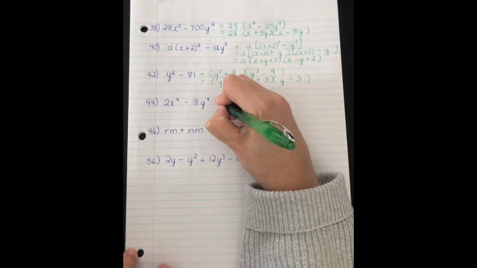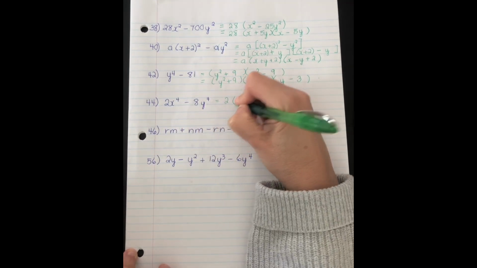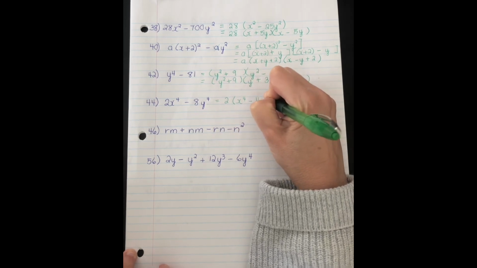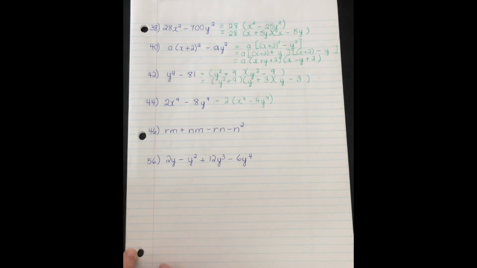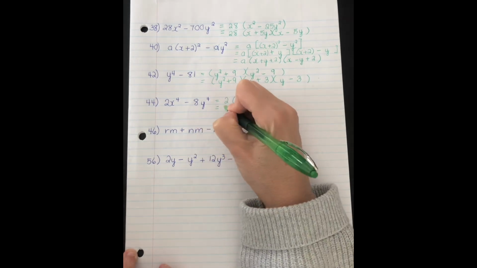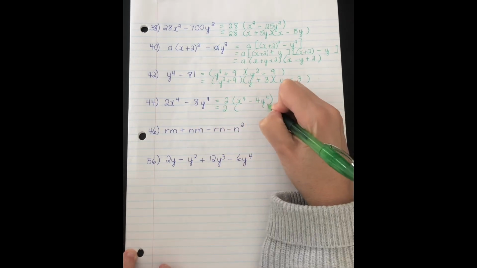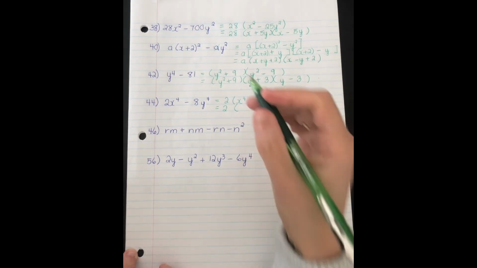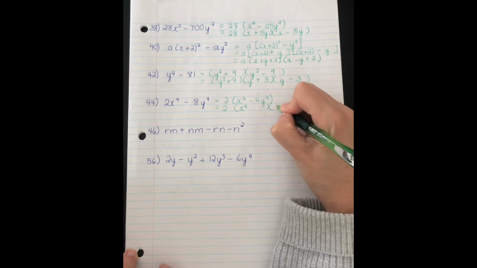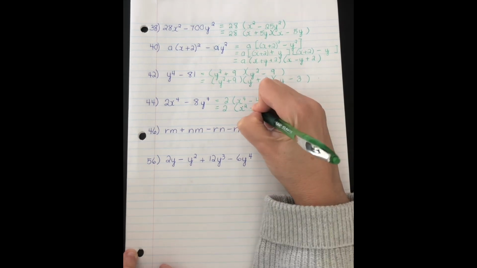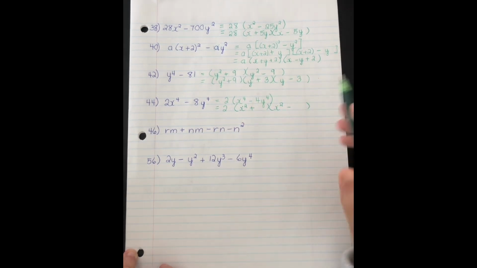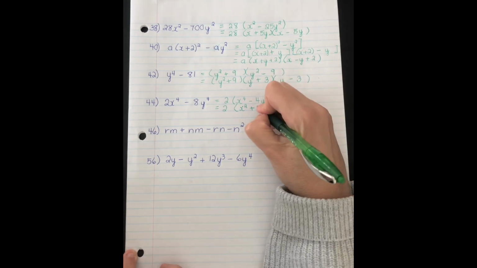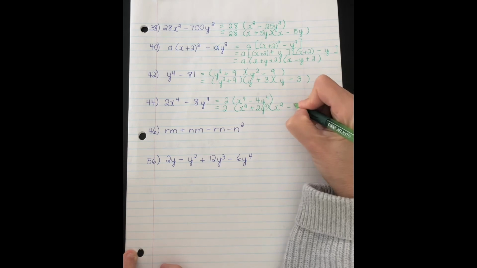Problem 44. Take out the 2 as the common factor. After that, use difference of squares. What's the square root of x to the 4? It's x squared. Plus, minus, what's the square root of 4y to the 4? It's 2y squared.